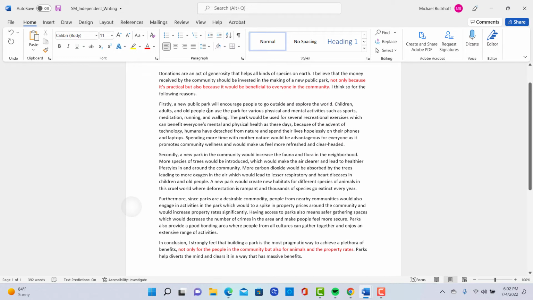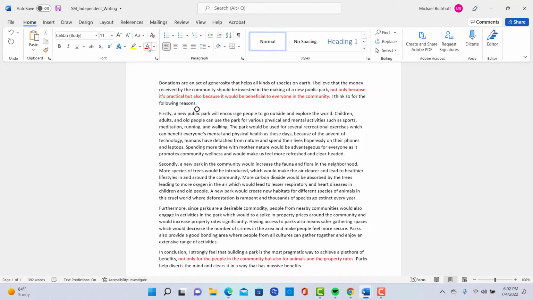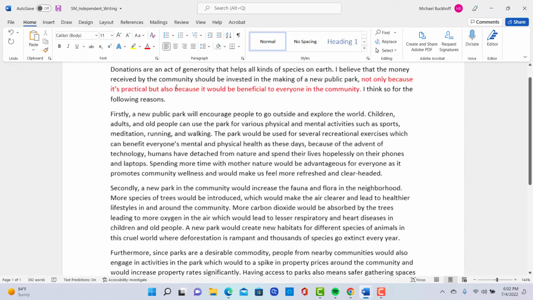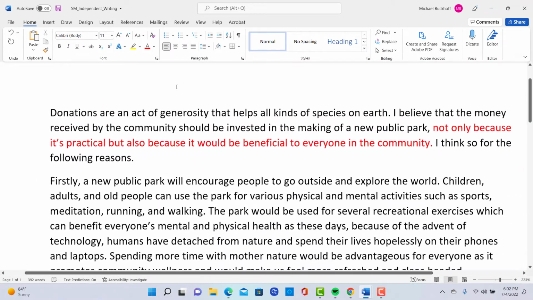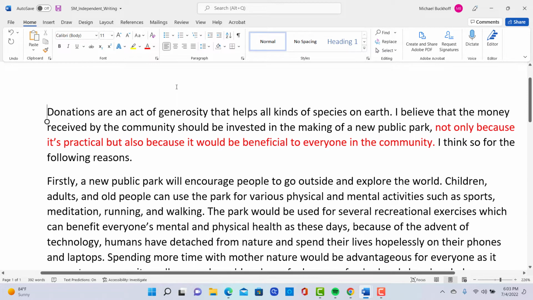So let's look at what you wrote here, and then I'm going to give you some comments. Donations are an act of generosity that helps all kinds of species on Earth. I believe that the money received by the community should be invested in the making of a new park, not only because it's practical, but also because it would be beneficial to everyone in the community.